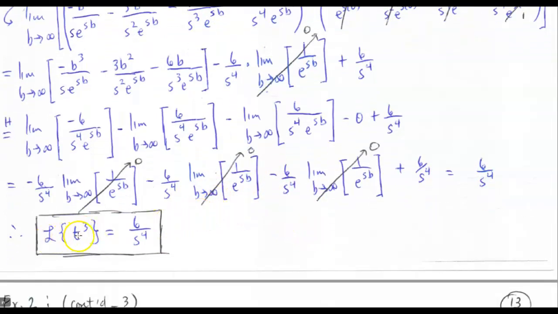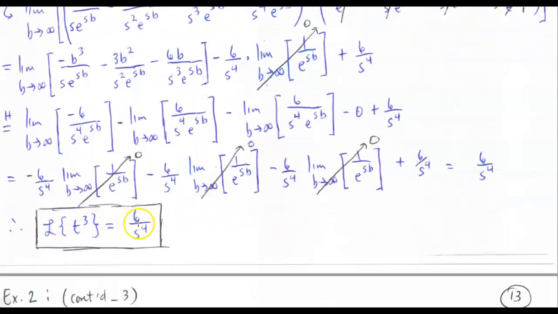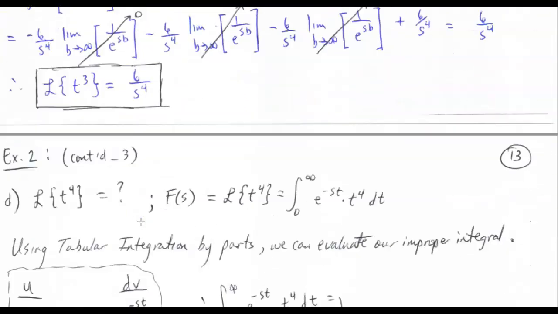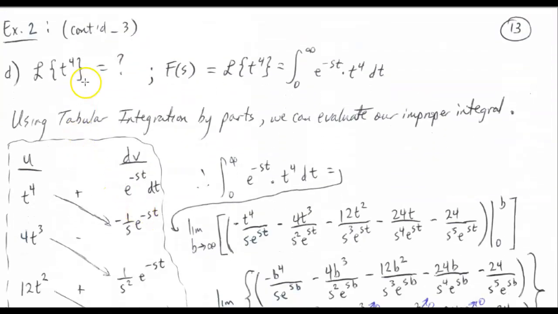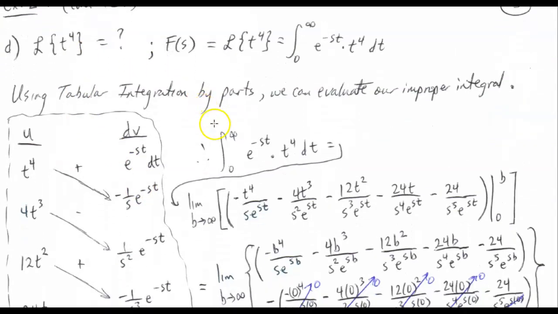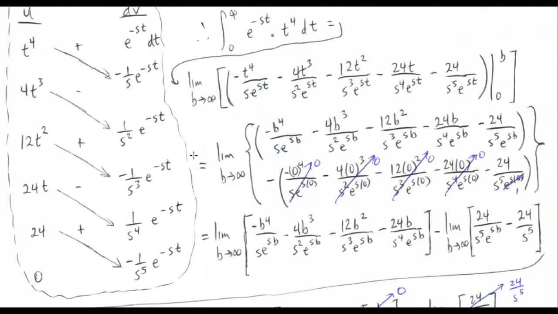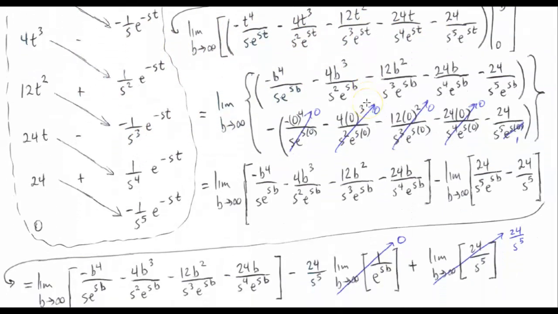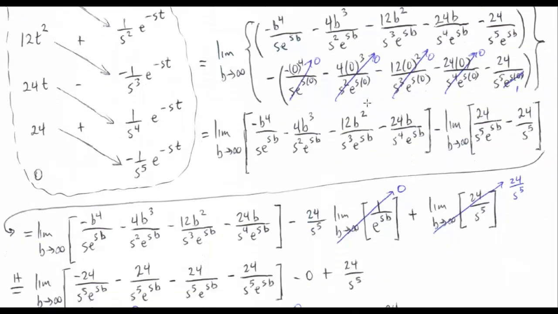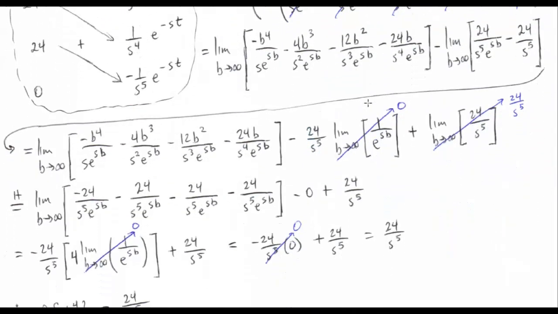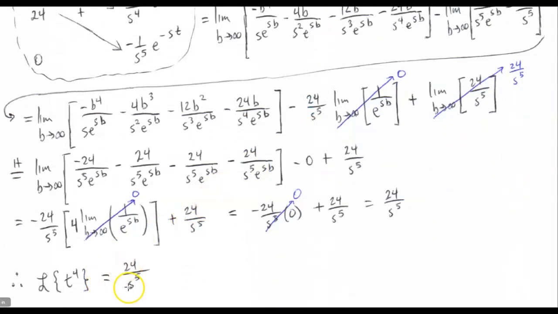And for t cubed, the Laplace transform of that is 6 divided by s to the 4th. We do the same thing with t to the 4th, just more of the same. Again, it just gets longer. So we go through the whole process again, and once we do all that, of course it's longer, we end up with 24 divided by s raised to the 5th.